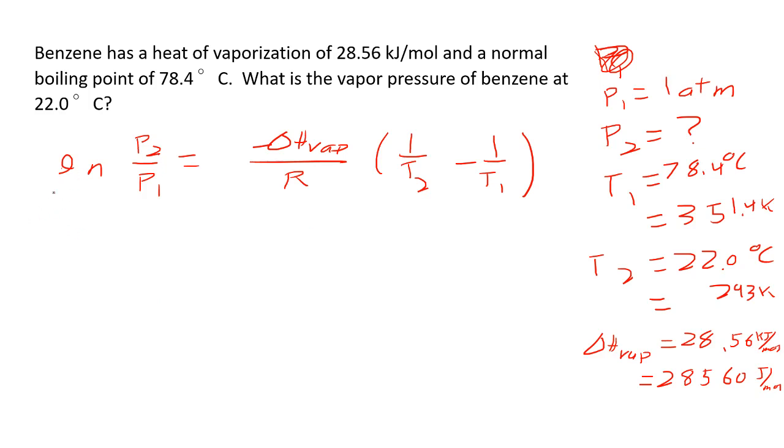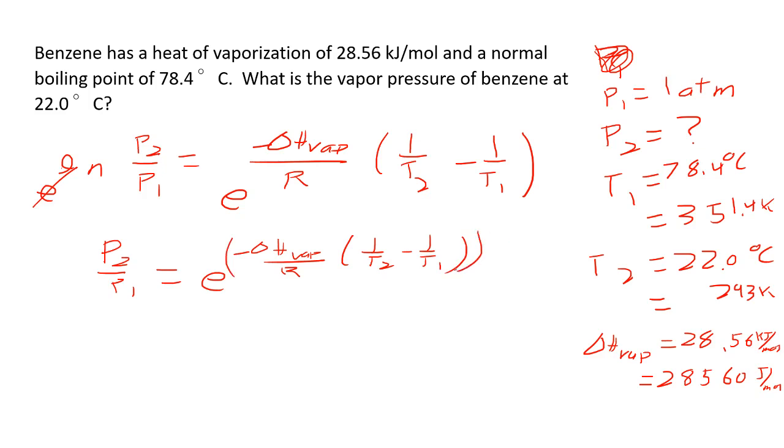So what I'm going to do first is raise everything to the E power. So E here, these cancel. I'm left with P2 over P1 equals E to the negative delta H vaporization over R times 1 over T2 minus 1 over T1. Then I'm going to multiply both sides by P1. If you notice that P1 is 1 atmosphere and won't change anything, you wouldn't have to do this, but you can. So P1 times E to the negative delta H vaporization over R times 1 over T2 minus 1 over T1.